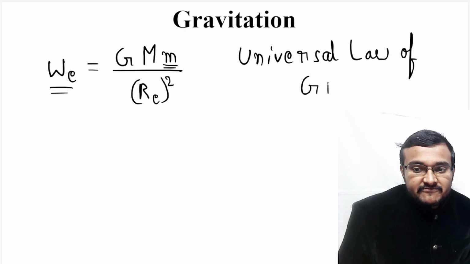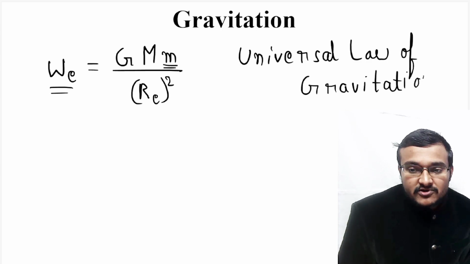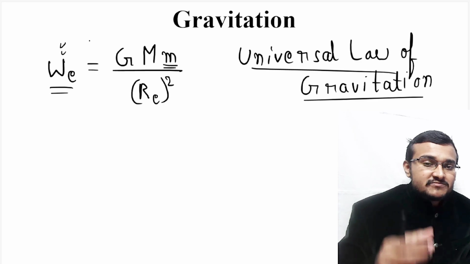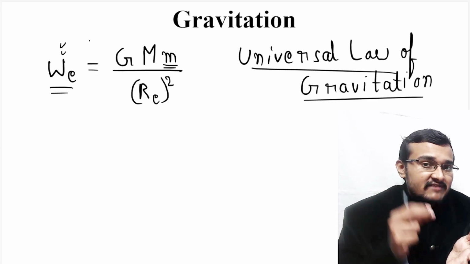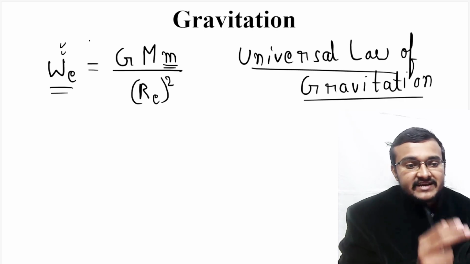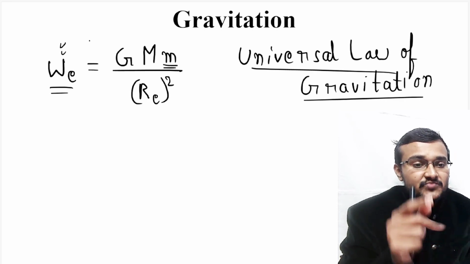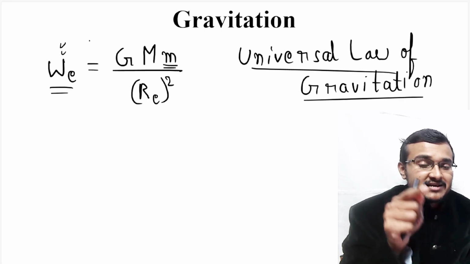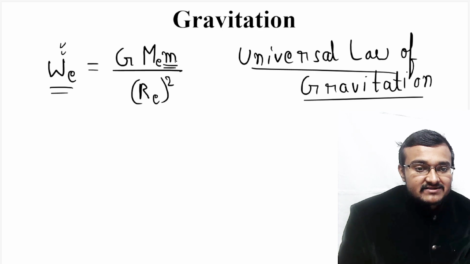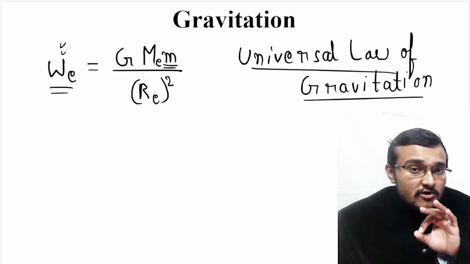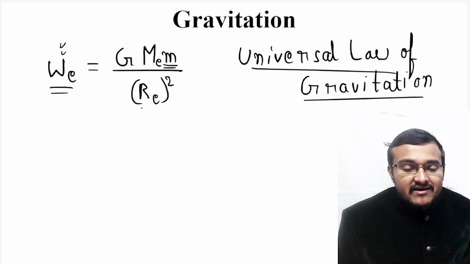If you have not understood what is meant by the universal law of gravitation, you can refer to my previous videos. The weight of an object kept on the surface of Earth is due to the gravitational force of Earth. So that's why this weight can be equal to G M m, where capital M is the mass of Earth. So here I will write capital M_E, the mass of Earth, and small m is the mass of the object, divided by the radius of Earth squared.